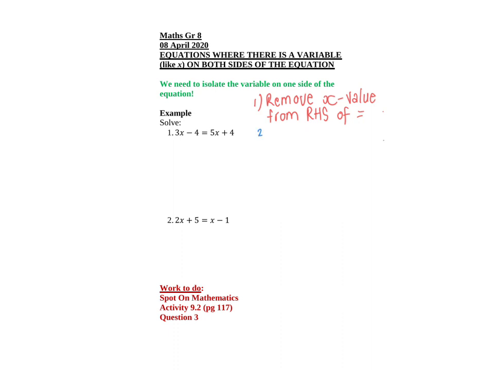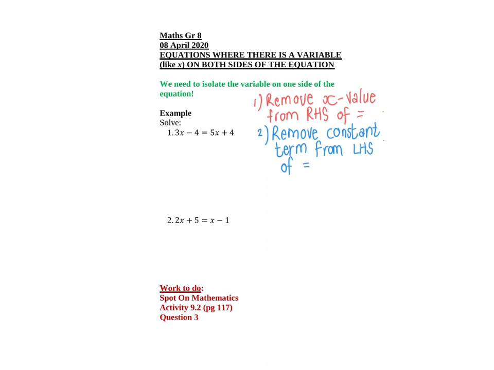So number two is remove the constant term. And a reminder of what a constant term is: that is when the term does not contain any variables attached to it. So remove the constant term from the left hand side of equal. Okay, and RHS stands for right hand side and LHS stands for left hand side.